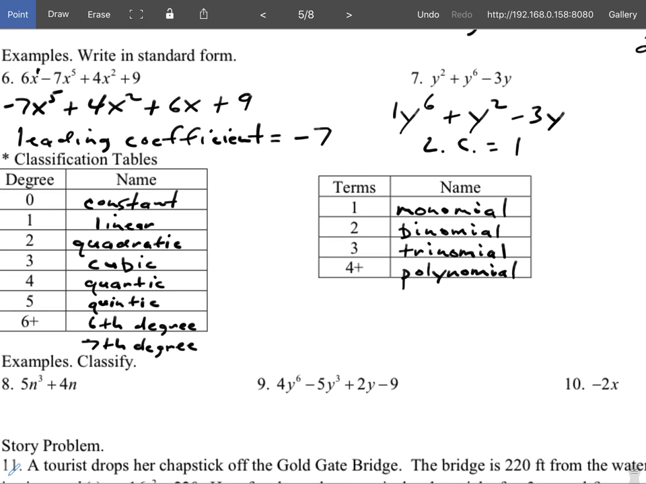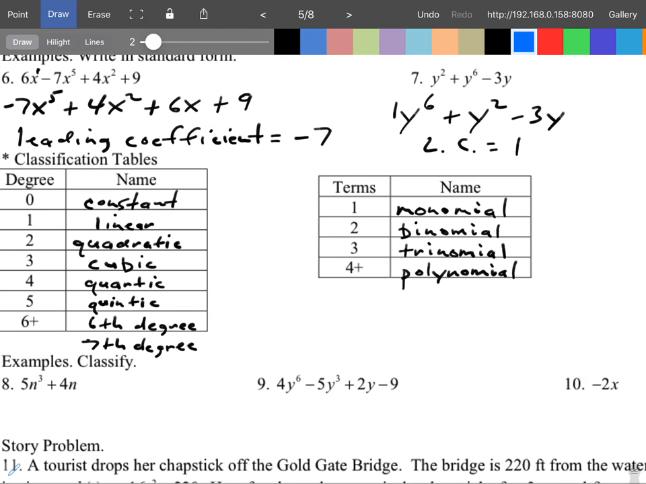There we go. Okay, so let's see. The first one here. Here's our polynomial. So it's got two terms. Remember, two terms are separated by addition and subtraction. So it's got two terms, so it's a binomial.